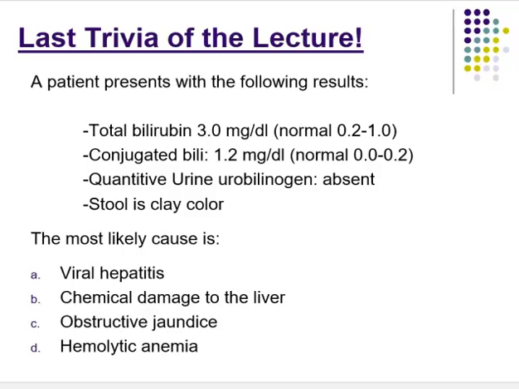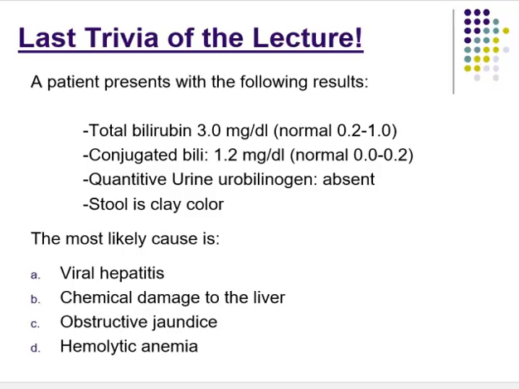And it gives you the options of viral hepatitis, chemical damage to the liver, obstructive jaundice, or hemolytic anemia. So which do you think these lab results go with? Pause the video, try to figure out on your own before you go on and get the correct answer.